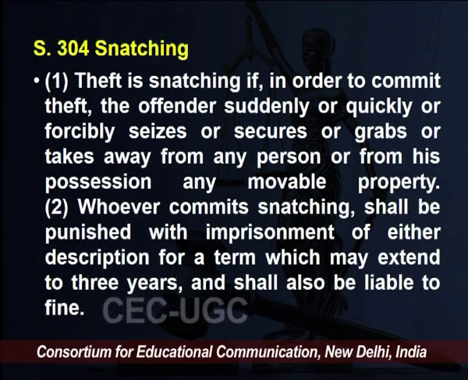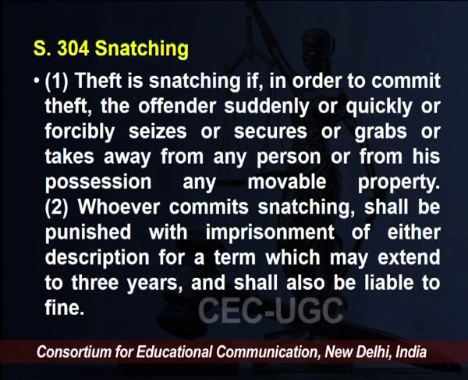So, you see, to constitute snatching, there must be all elements of theft: there has to be dishonest intention, there has to be absence of consent, and there has to be movement of movable property. Now again, this confusion whether an offender who commits snatching is to be punished under section 304 or under section 112 for a petty organized crime.